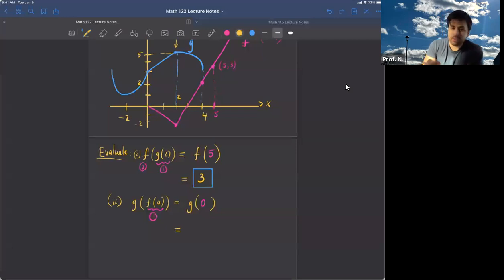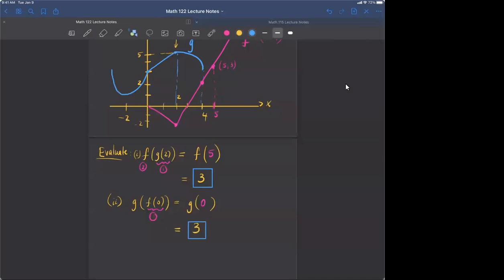Now look at the g function. What happens when I plug in 0 for x? What's my y value? 3. Again, it's 3. You see that? Do you guys understand this? That's all it is.